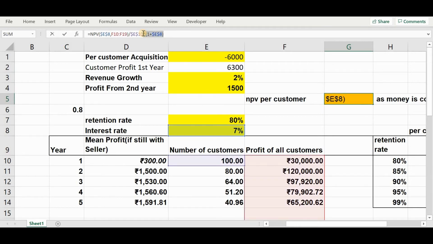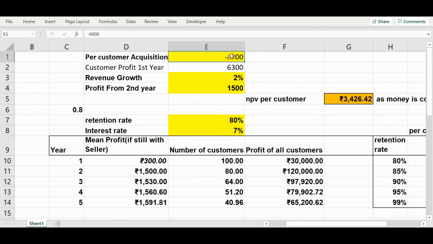If I delete this, see, it has reduced a little. When I do Control Z, it has increased a little. Let me show you again. If I delete 6,000, if I don't spend any money at all on customer acquisition, my NPV is 9426, which is 3426 plus 6,000, as of today. However, I'm spending, say, 5,000 per customer, so it is 4426. If I remove this, it will be 9426.